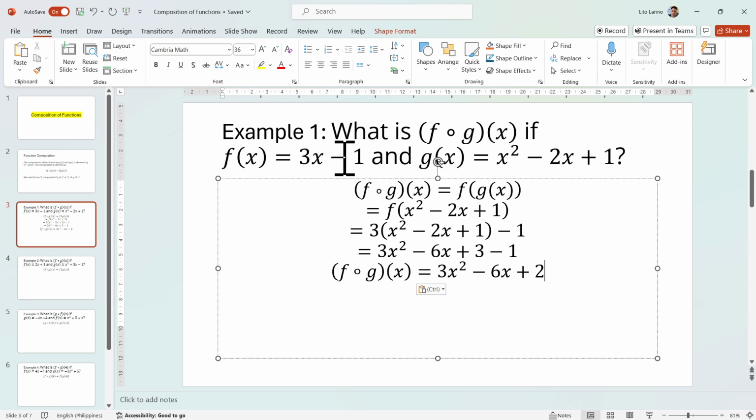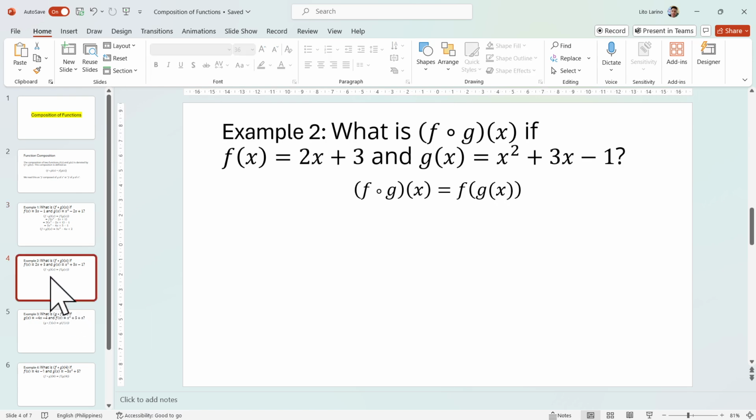Substituting in our expression for f of x, we have equals 3 times x, which is x squared minus 2x plus 1, minus 1. And then multiplying, we have 3 times x squared is 3x squared. 3 times negative 2x is negative 6x. 3 times 1 is positive 3 minus 1, combining like terms. Therefore, f composed of g of x is equal to 3x squared minus 6x plus 2.